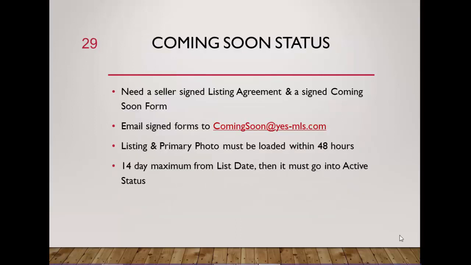Coming soon is a status type we have in our system that we've mentioned briefly earlier in this presentation. To enter a coming soon listing in our system, you must have a signed listing agreement and a signed coming soon form. Your listing agreement will be dated for today, and your coming soon date will be within a 14-day period.